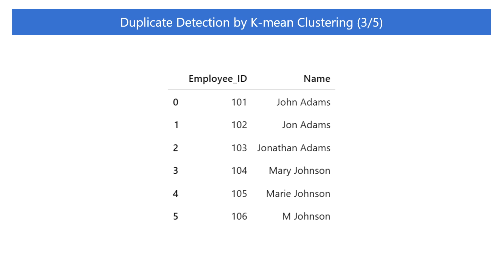Next, let's see a sample dataset. It appears to be data for 6 employees, but the top 3 and the bottom 3 might be the same person. In other words, these could be potential duplicates. These similar cases are not completely identical, but one of them contains a spelling mistake, so they actually represent the same entity.